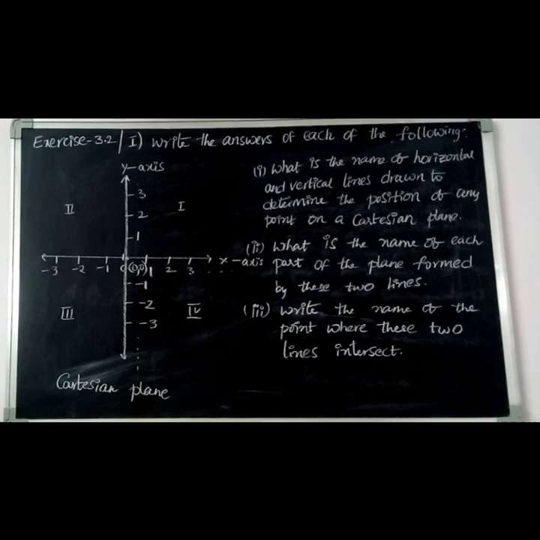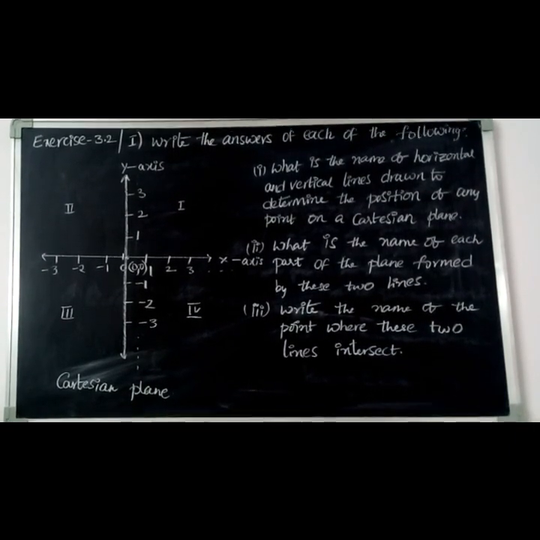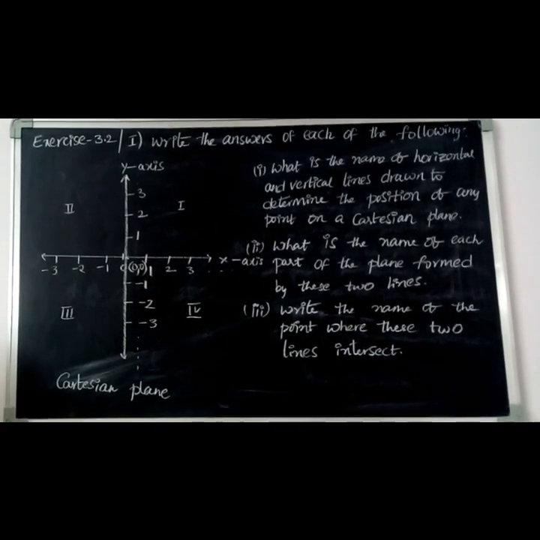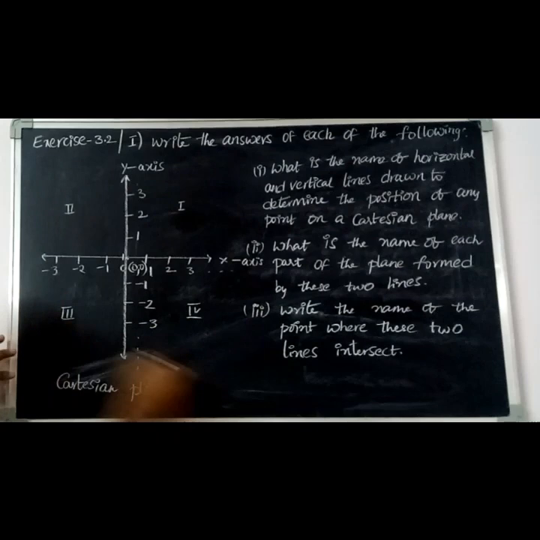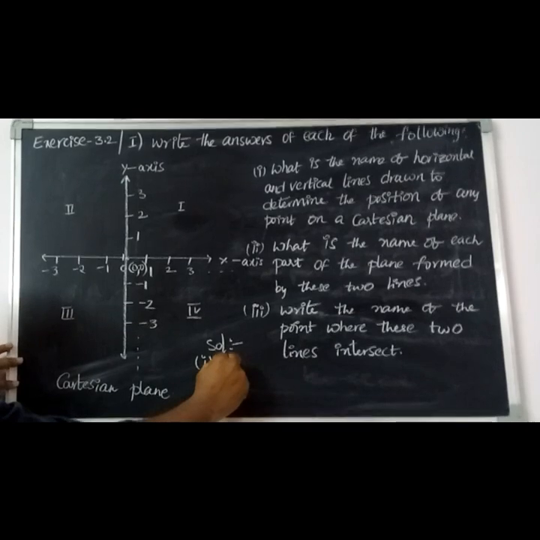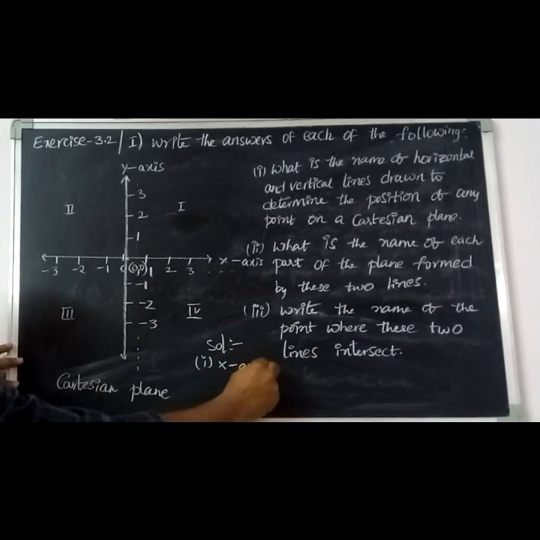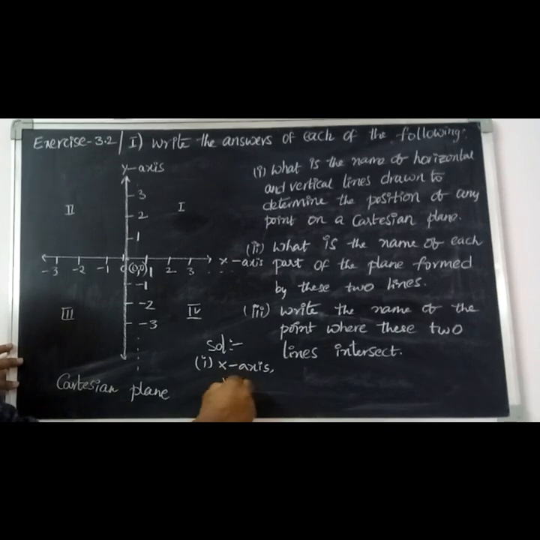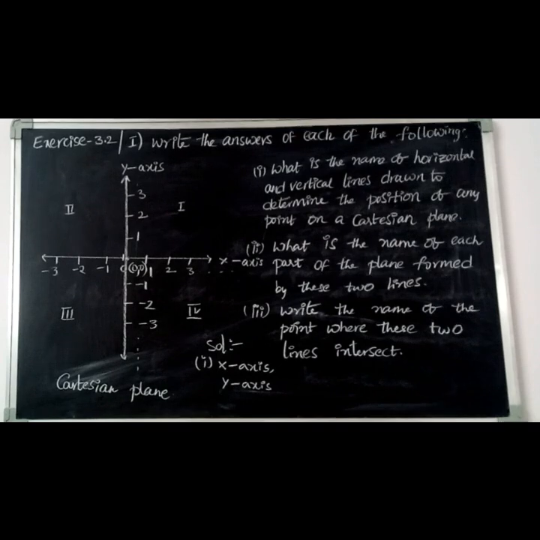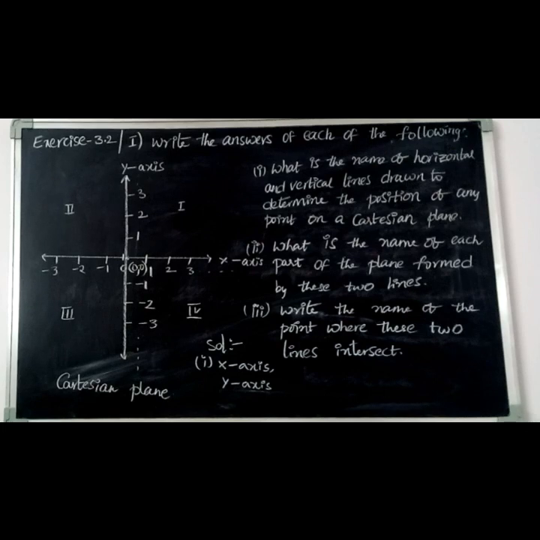So our first question: what is the name of the horizontal line? The name of the horizontal line is x-axis. What is the name of the vertical line? It is called y-axis. Okay? This is the answer for the first question: x-axis, and second, y-axis. Now let us see the second problem. What is the name of each part of the plane formed by these two lines?